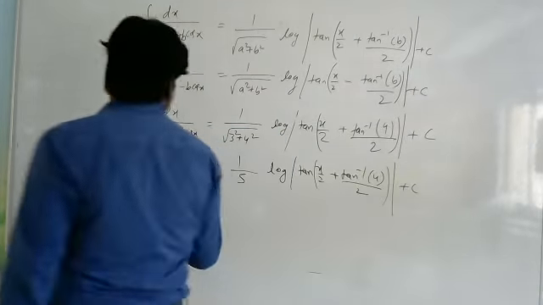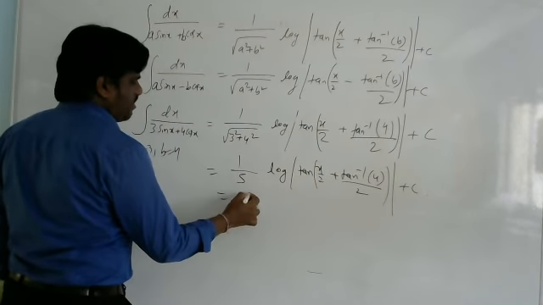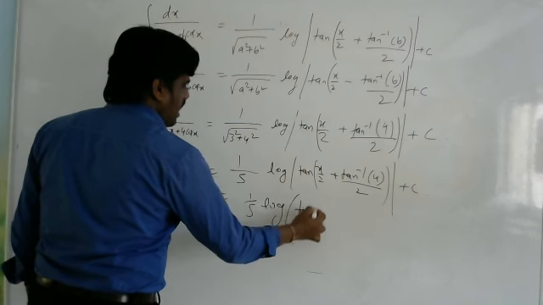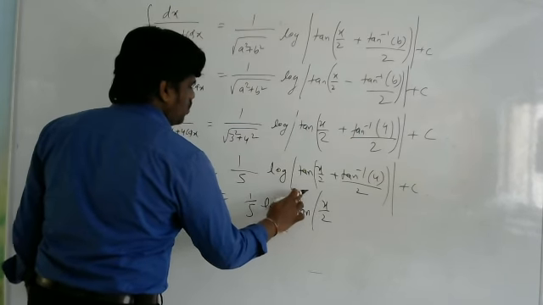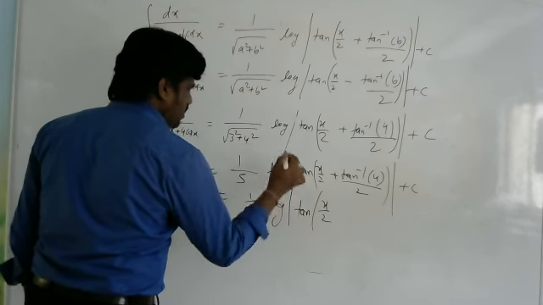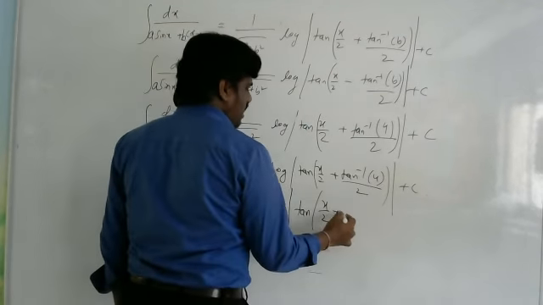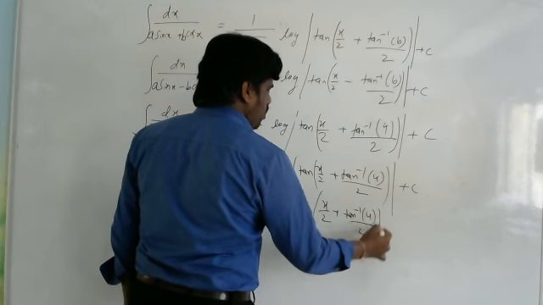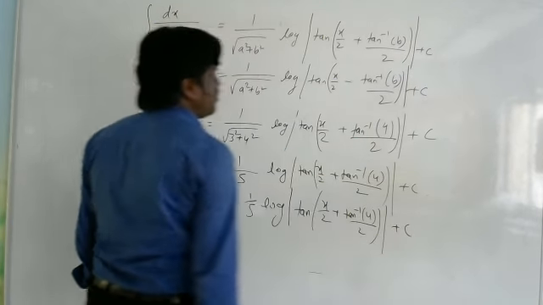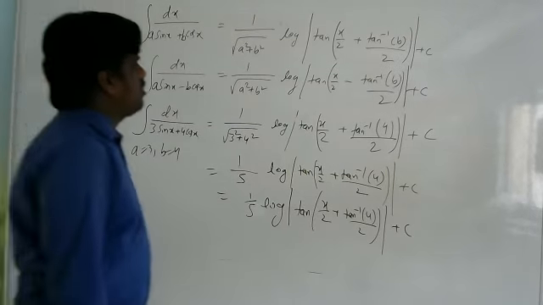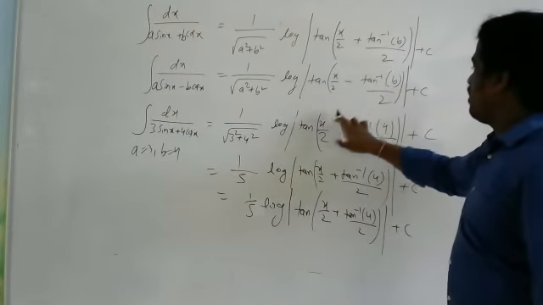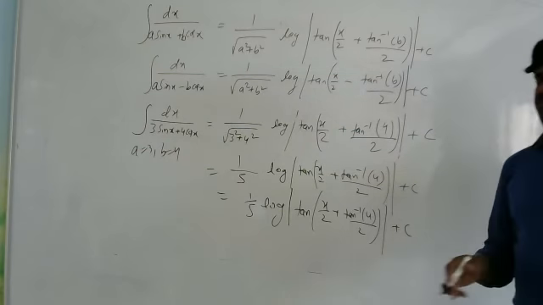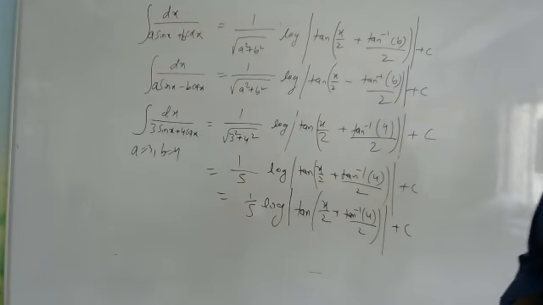Remember, this is the shortcut method. So you get 1 by 5 log mod tan x by 2 plus tan inverse 4 divided by 2, with the modulus symbol, plus c. So please correct the formula. This is the formula. By this formula, we can find any integration of such questions.